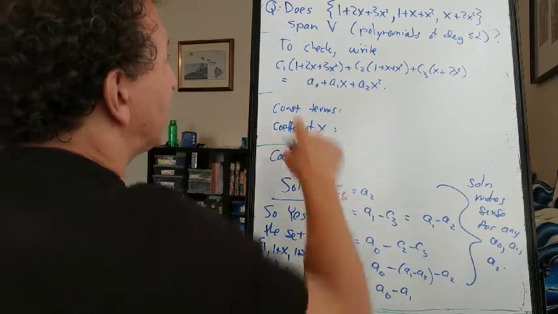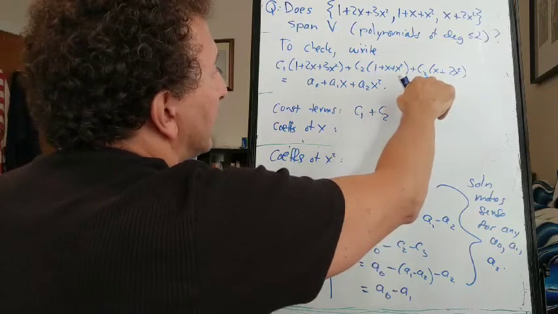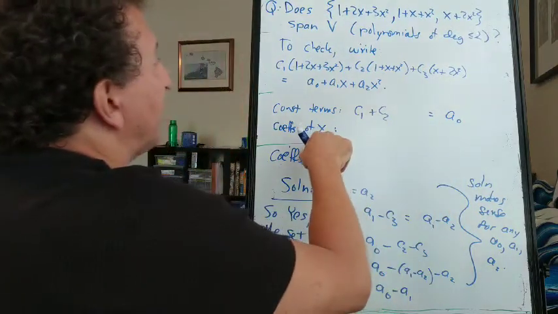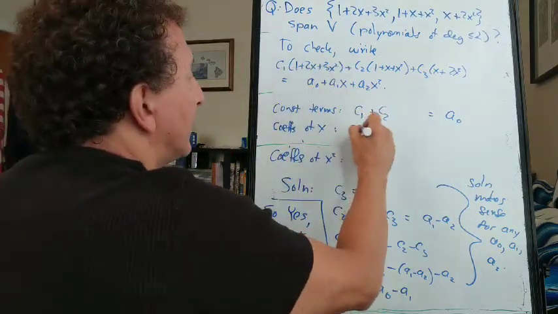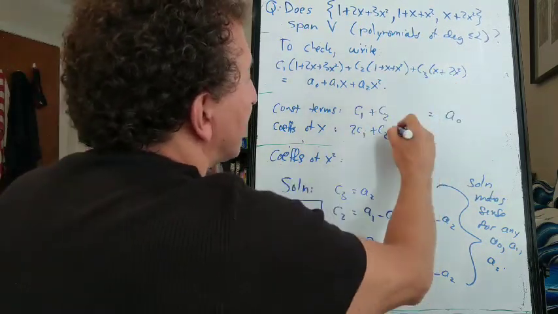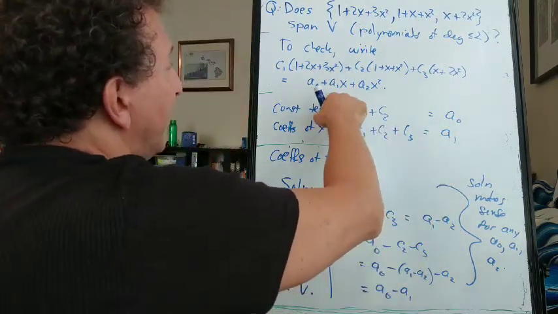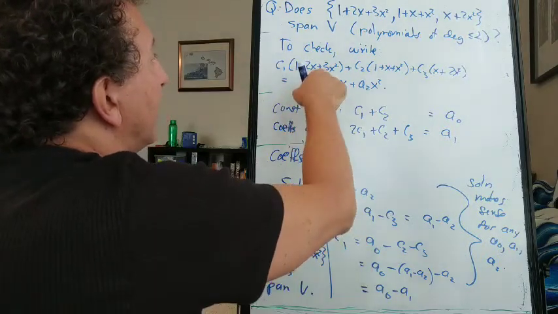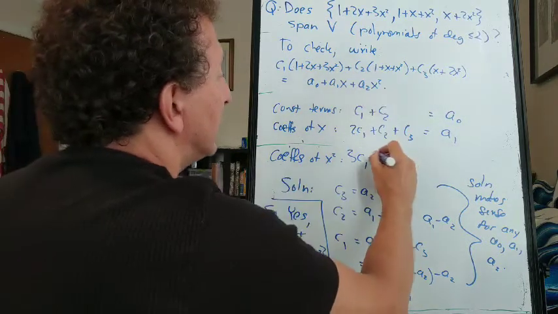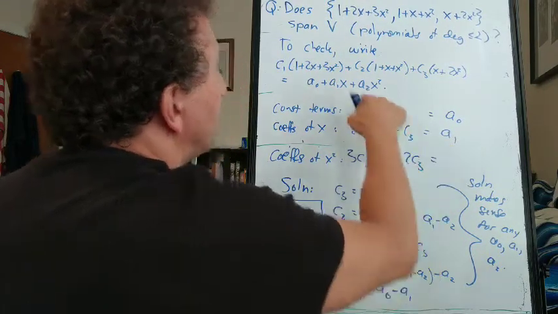If we look at the constant terms, we've got c1 plus c2 plus 0c3 equals a0. And if we look at the coefficients of x, we've got 2c1 plus c2 plus c3 equals a1. And then if we look at coefficients of x squared, we have 3c1, c2, and 2c3. That should be equal to a2.